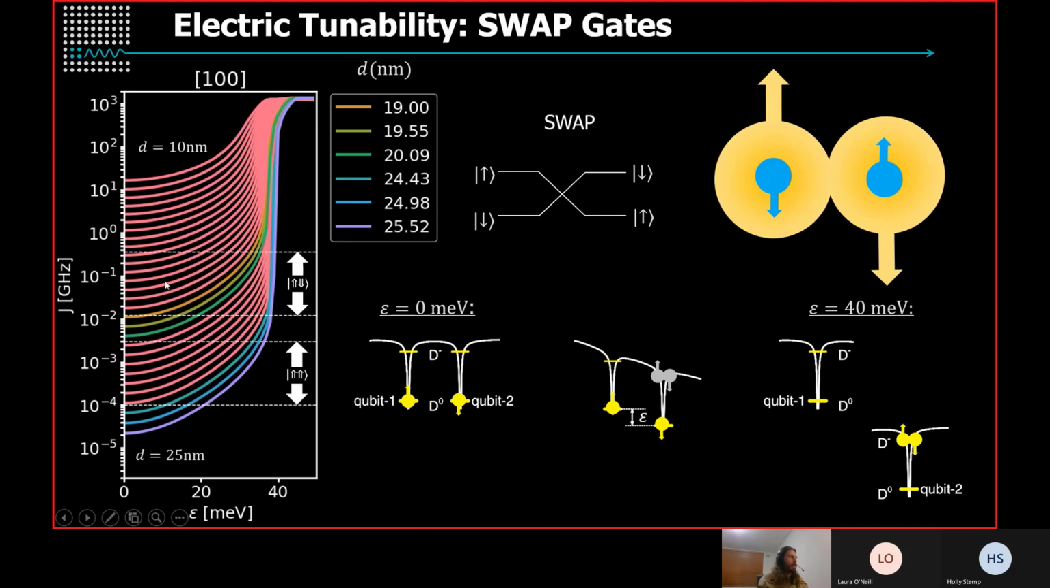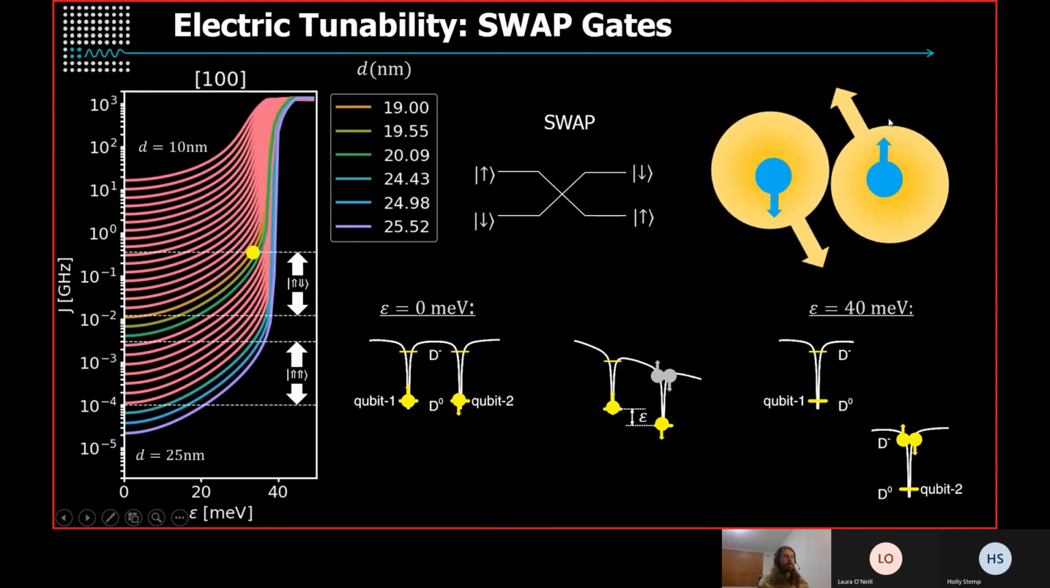Now to perform a swap gate, we want to be able to tune our exchange interaction from a value that's small compared to the magnetic field given by the anti-parallel nuclear spins. So from this value here, where we pick two donors positioned 90 nanometers apart from each other, we want to go to a value where the exchange is large. So we get exchange oscillations like this, and then quickly tune it back. And we performed the swap gate.